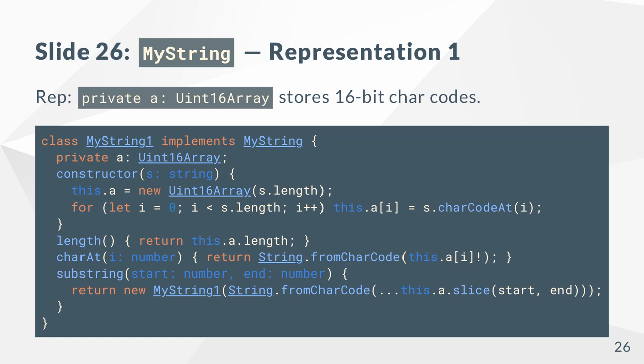This is a clean, straightforward implementation. But notice that substring allocates a new array and copies data into it every time it is called. If you call substring on a large string many times, that is a lot of copying. In the next 2 slides, we will see why this matters.